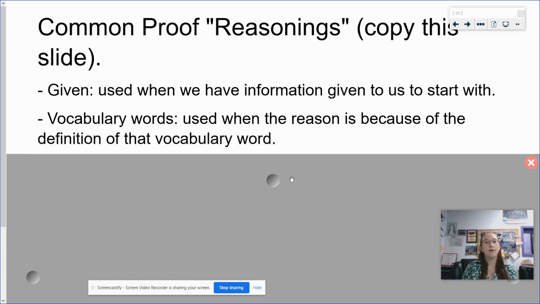Vocabulary words are also very common reasons because vocabulary words have definitions. So sometimes if I were to say, for example, these two angles are equal, and somebody would go, why, right? Why are these two angles equal? And then I might say, well, it's the definition of vertical angles. Vertical angles is a vocabulary word, and part of the definition of them is that they're equal. So again, if I want to state these two things are equal or these two things add to 180, the reason might be that it's the definition of what these two angles are.